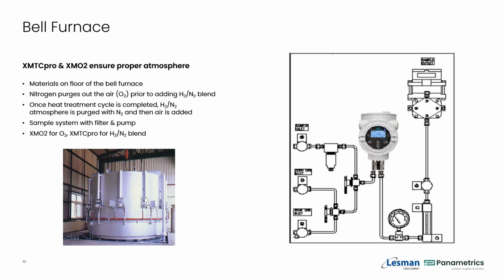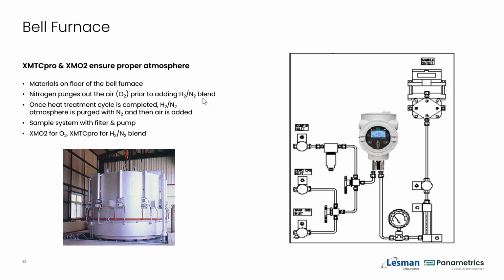It doesn't have to be a line like you saw with the stainless steel. It could be a large part going into what's called a bell furnace, and you see a bell furnace over here. And this bell furnace basically allows for large parts to be put onto the floor. The cap that you see here is lowered down on there. And then you're looking at nitrogen to purge out the air and the oxygen prior to adding the hydrogen-nitrogen blend.